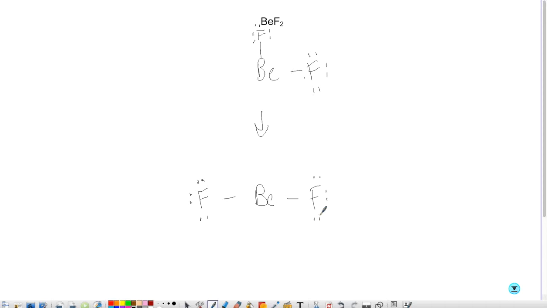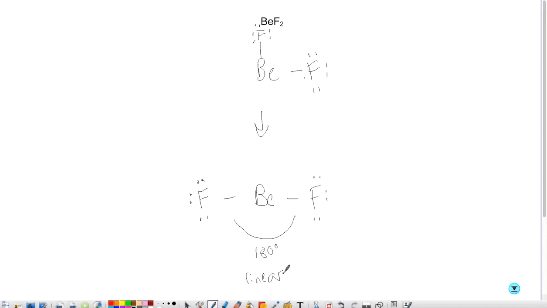And then this angle would be what? 180 degrees. And how would you describe this shape? I want you to just guess. What's the first thing that comes to mind? Well, it's kind of 3 points all along the same line. So maybe we'd call this linear. And in fact, we do.